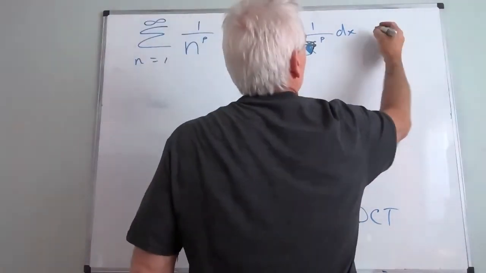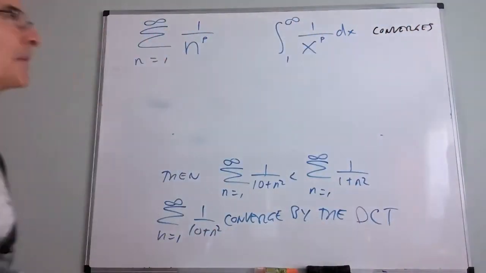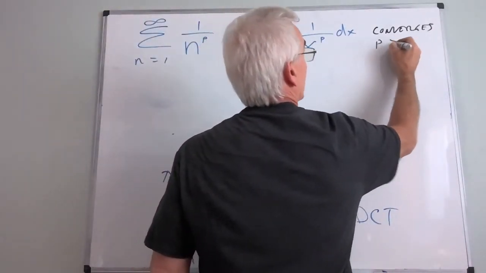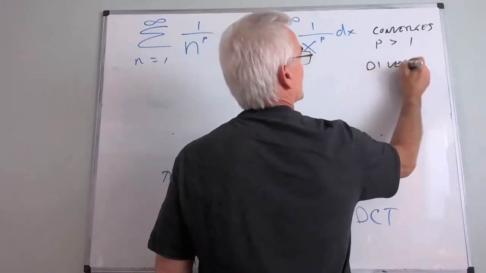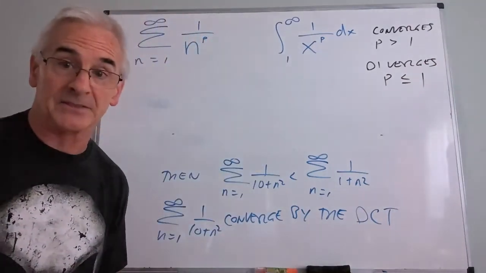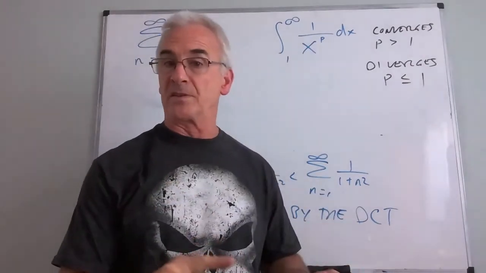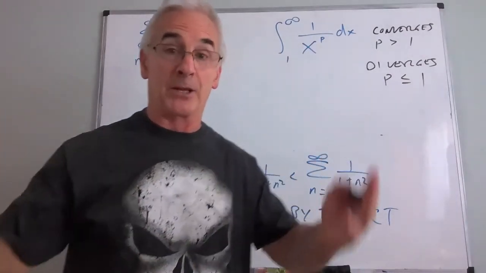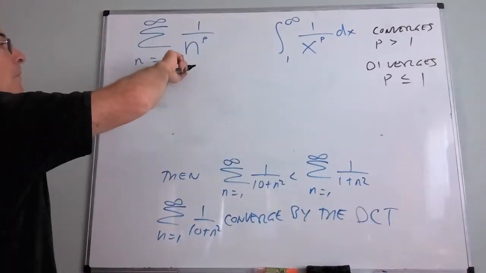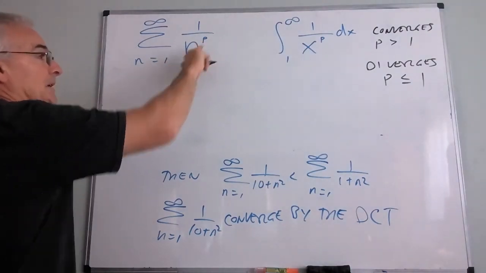We know that this converges when P is strictly greater than 1, and it diverges when P is less than or equal to 1. We proved this in class. And now that you have the integral test, the behavior of the integral will be the same as the behavior of the series, meaning they converge or diverge for the exact same exponents. So this sum will converge as long as P is greater than 1. It will diverge when P is less than or equal to 1.